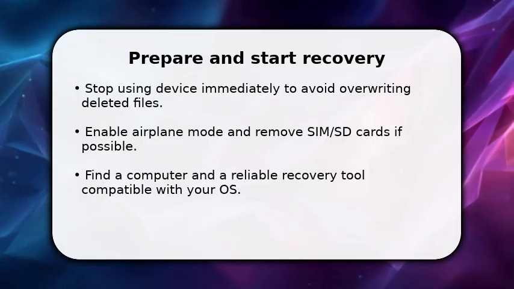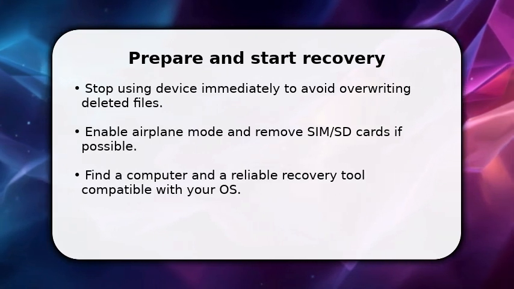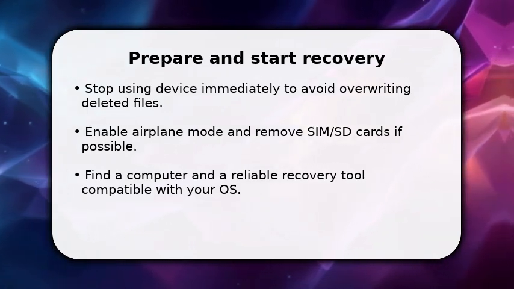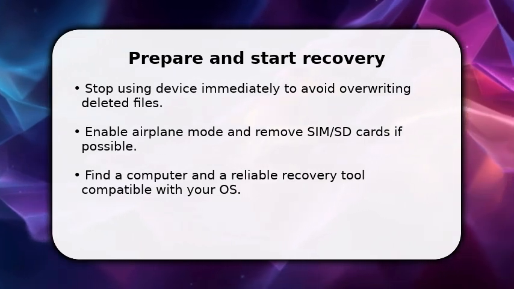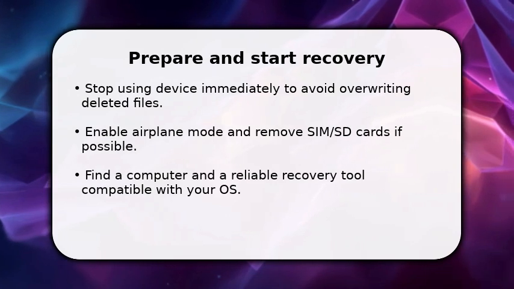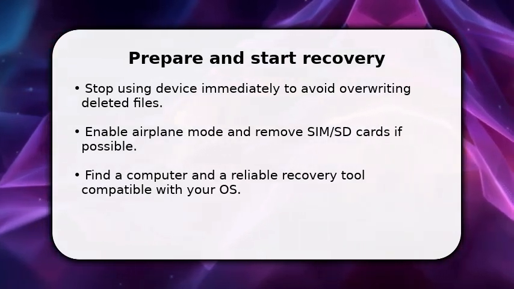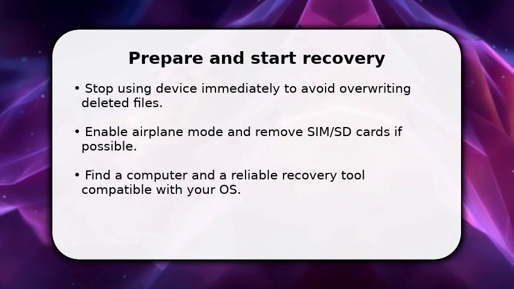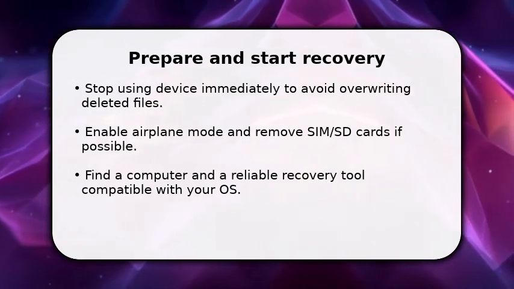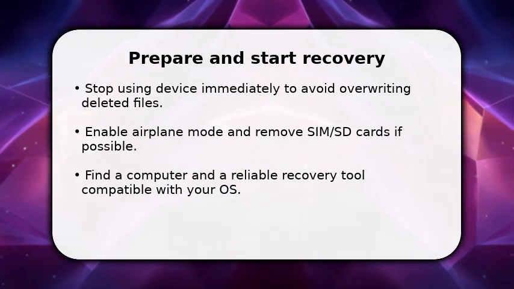Enjoy the video. You stop using the phone now to prevent new data from overwriting the pictures. That's the single most important action. Connect the device to a computer or remove the storage card for direct recovery and make sure airplane mode is on. Once done, install a trusted recovery program for your platform and prepare the destination drive. Do not save recovered files back to the phone. I'll show why each step protects file fragments and speeds scanning.